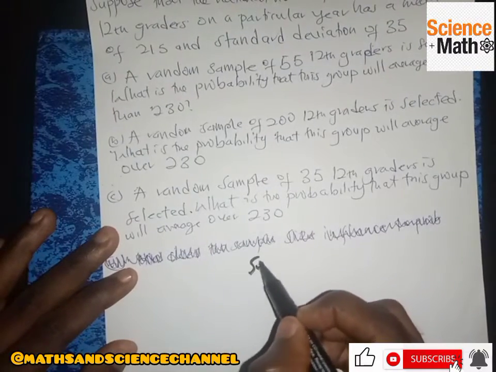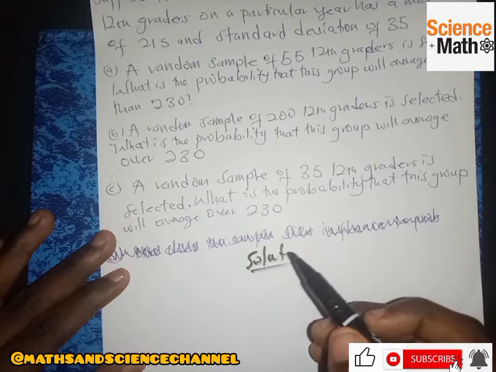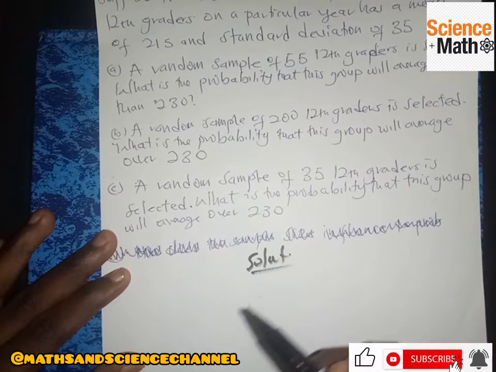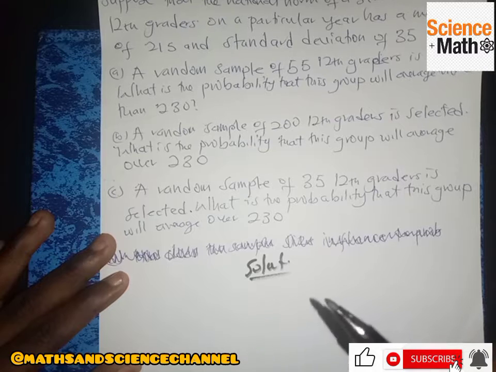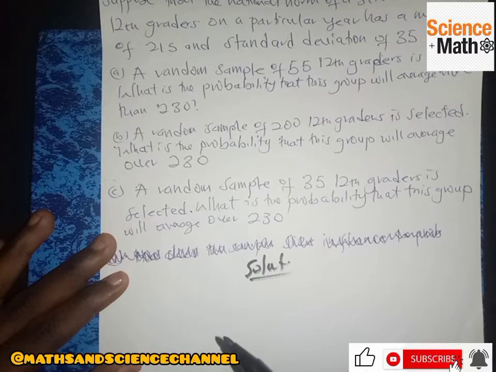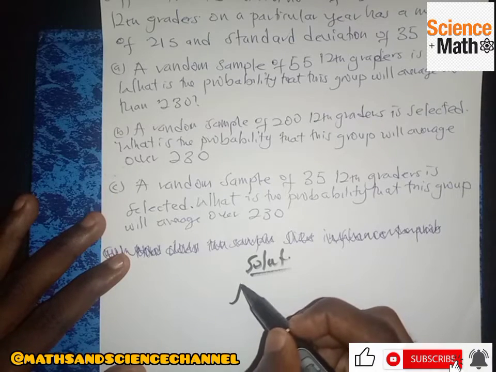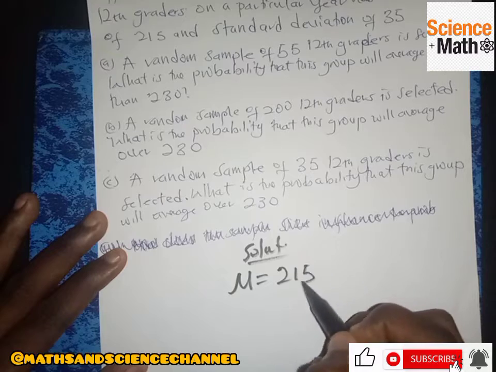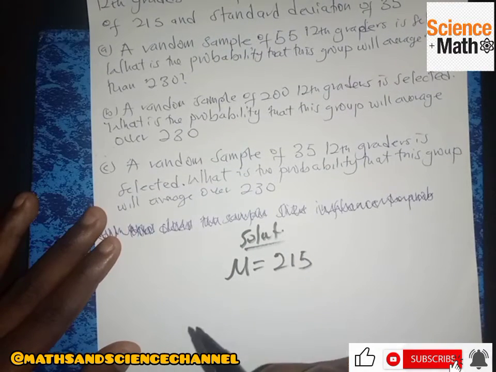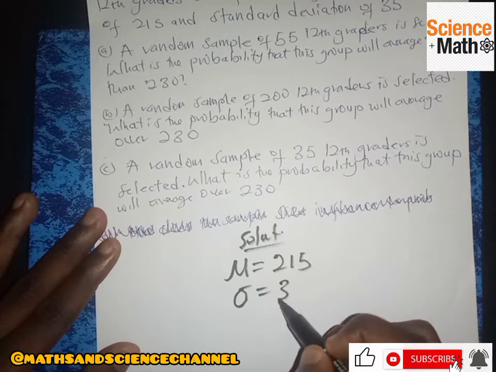So we have the solution here. We are given that this is a sample distribution. The question says that in a particular year it has a mean of 215, which is the population mean, and we are given the standard deviation here to be 35.